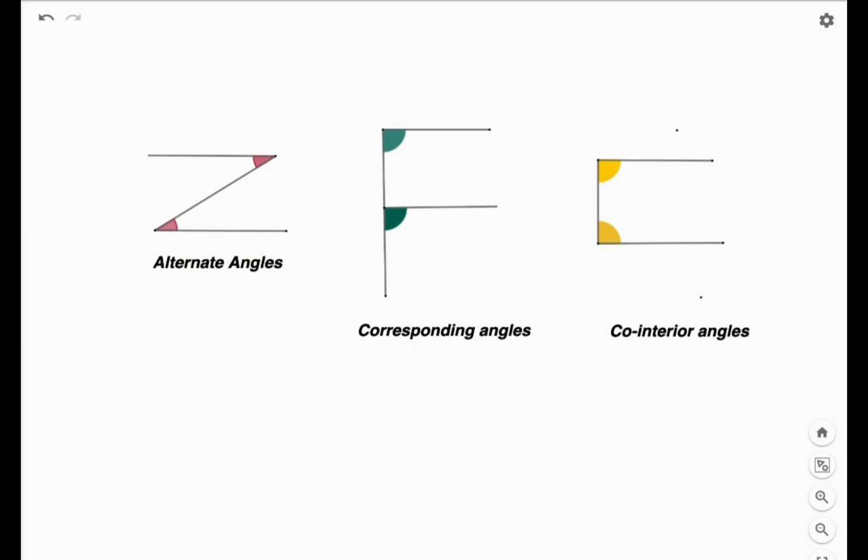Z-shape means alternate angles. Alternate angles are equal. F-shape means corresponding angles. Corresponding angles are equal. These are co-interior angles. These represent a C-shape. These add up to 180 degrees.